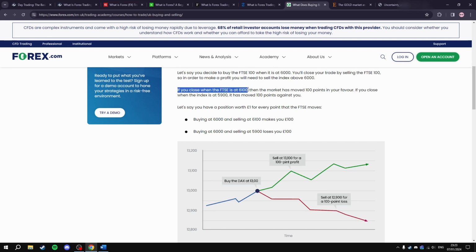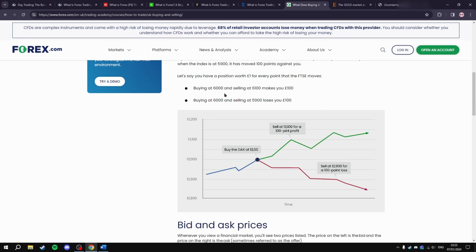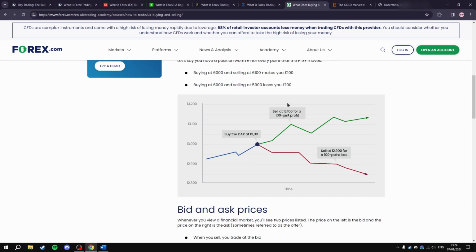If you close when the FTSE is at 6,100, then the market has moved 100 points in your favour. If you close when the index is at 5,900, it has moved 100 points against you. Let's say you have a position worth £1 for every point that the FTSE moves. Buying at 6,000, selling at 6,100 makes you £100. Buying at 6,000, selling at 5,900 loses you £100.